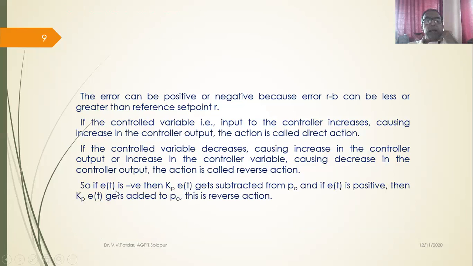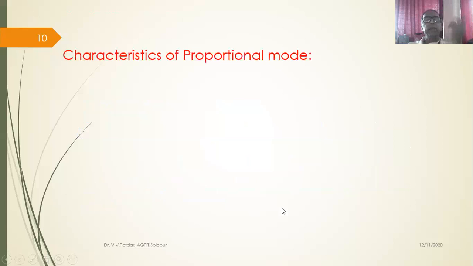If error is negative, then Kp times E(t) gets subtracted from P0, and if E(t) is positive, then Kp times E(t) gets added to P0. This is the reverse action. Right? This is the mathematical expression.